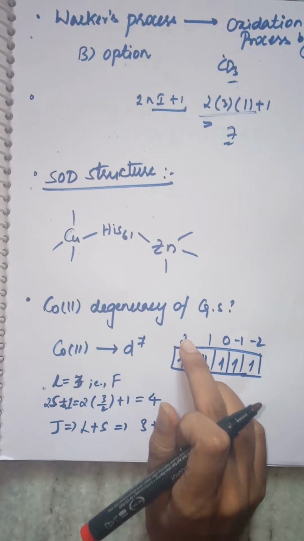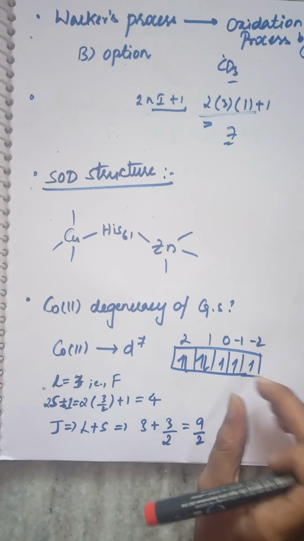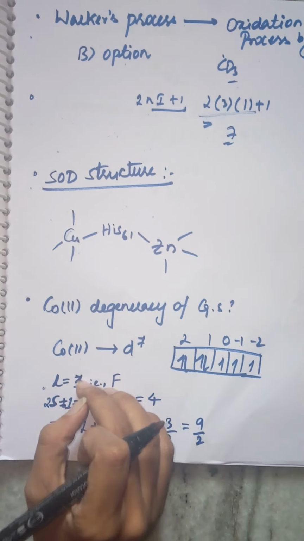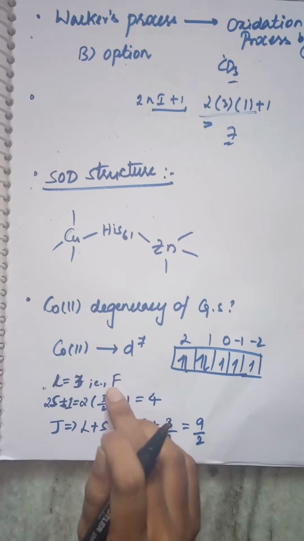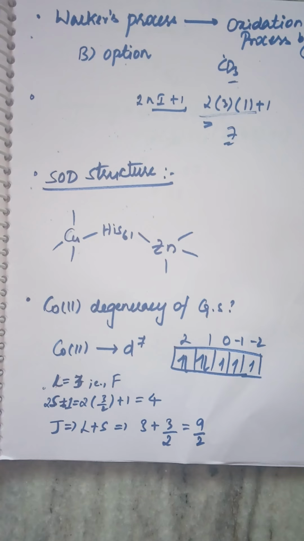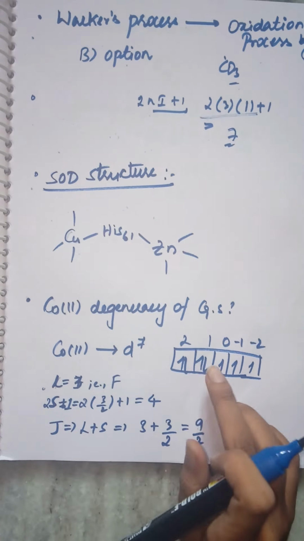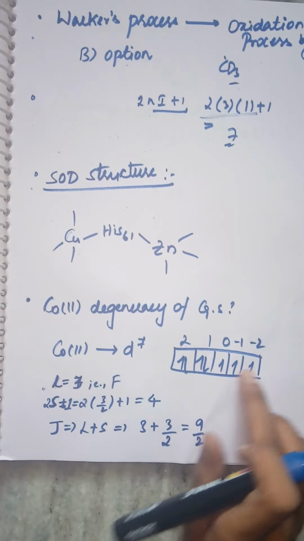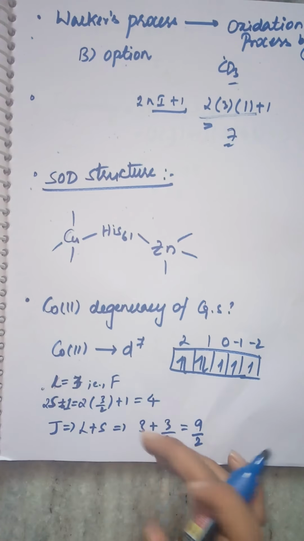What is the L value? 2 into 2, plus 1 into 2, plus 0 into 1, minus 1 into 1, minus 2 into 1. That gives you the L value of 3. So the capital L comes out to be 3. And then 2S plus 1. To calculate the spin multiplicity, what is the formula? 2S plus 1. The spin S is half plus half plus half, that is 3 by 2, so 2S plus 1 is 4.